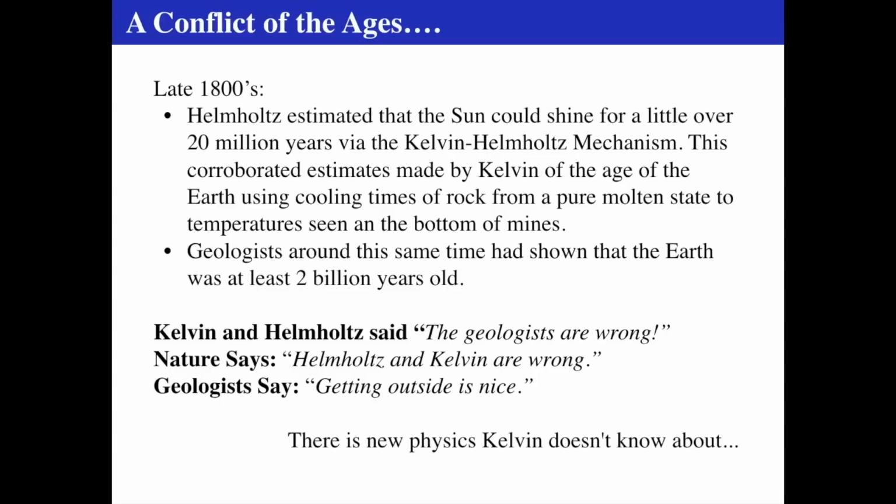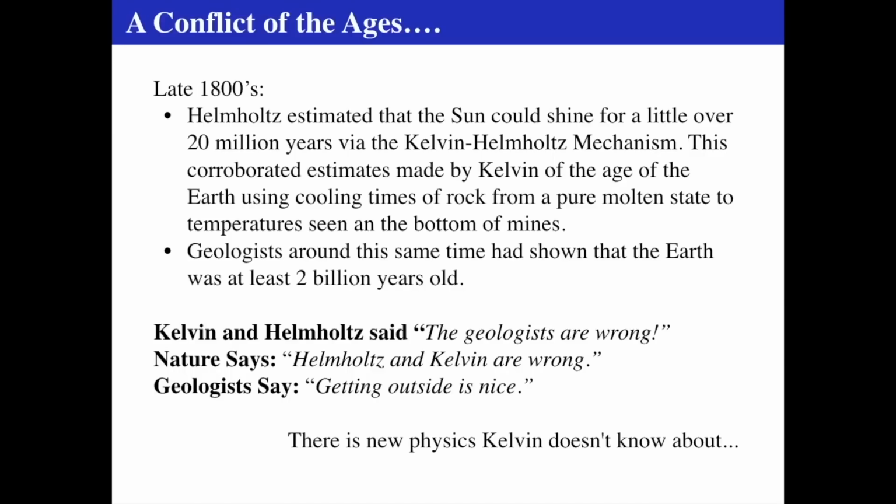And that was even corroborated by Kelvin, because he looked at studies of the difference in temperature between rocks at the surface of the Earth and rocks deep in mines. And he assumed that the Earth was once completely molten. If the Earth was once completely molten and cooled to its present temperature inside, he got an age of about 10 or 20 million years. And he said, it's a good estimate, so I'm on the right track.